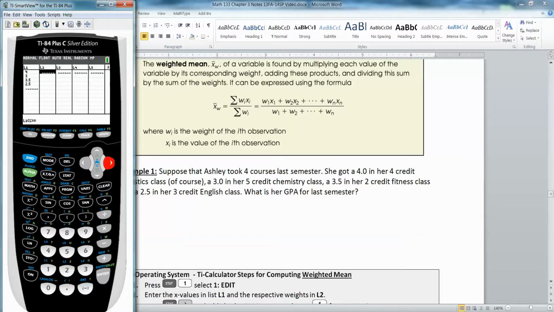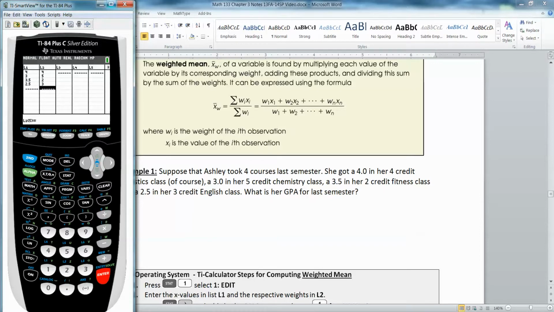Now, if I just did one variable stats right now, it would treat the 4 classes like they were equal. But that's not really fair. The 4-credit stats class is worth 4. The 3.0 in her chemistry class is worth 5 credits. 2 credits for her 3.5 fitness class, and a 2.5 in her 3-credit English class.